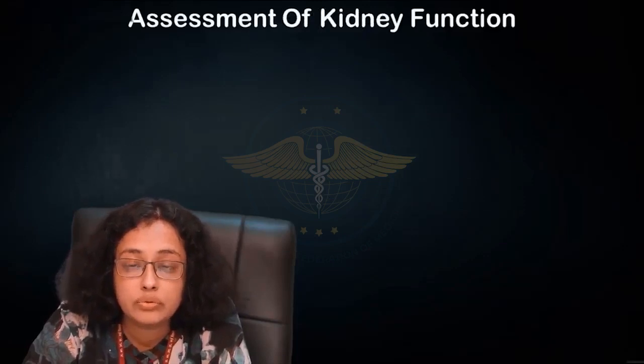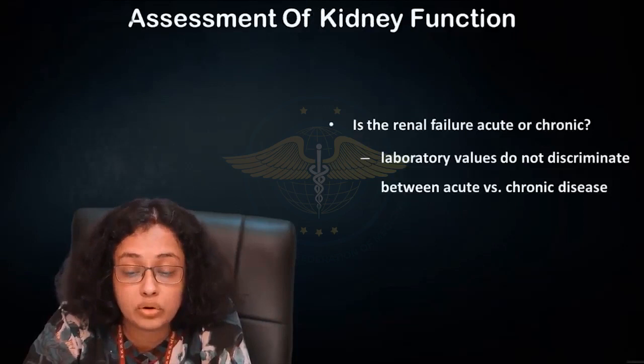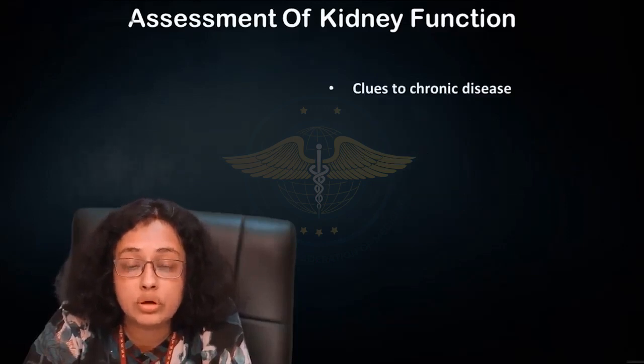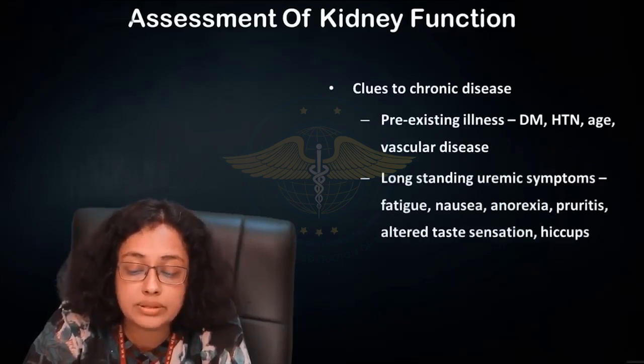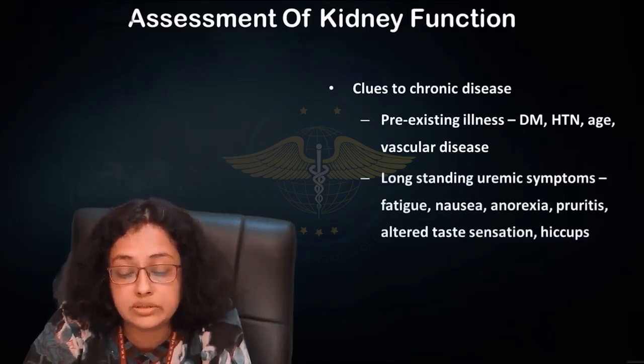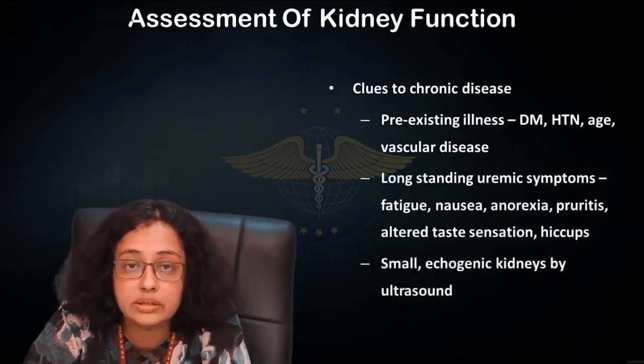So, when we diagnose kidney injury, we need to rule out whether the renal failure is acute or chronic. The laboratory values will not always discriminate. So, we should look for clues to chronic disease, like pre-existing illness seen in diabetes, hypertension, increased age, or vascular disease. Presence of long-standing uremic symptoms like fatigue, nausea, anorexia, pruritus, altered taste sensation, and of course, as I said earlier, small echogenic kidneys by ultrasound.